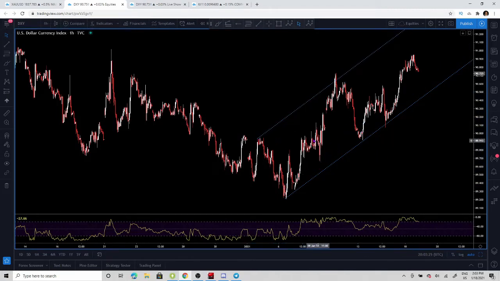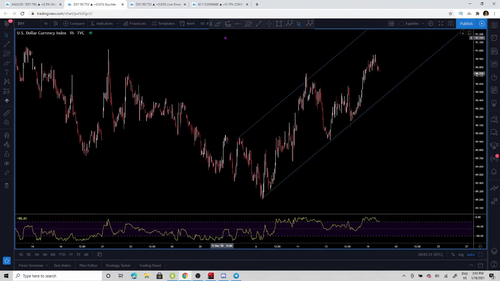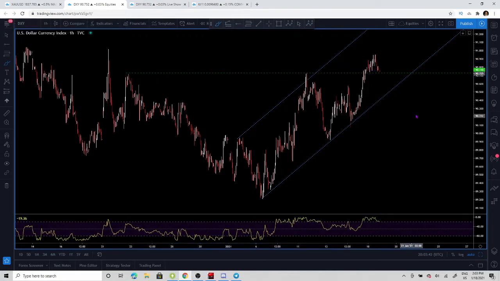So we are in a short-term bullish structure, right? With the DXY having broken the previous highs. So the first thing we need to notice is that we broke these highs, right? And we are retesting these highs as we speak.